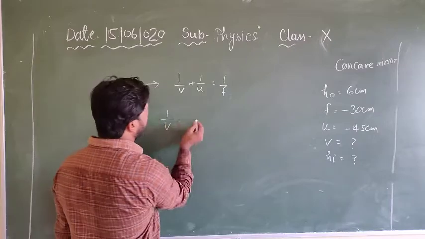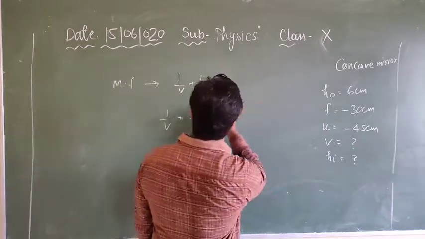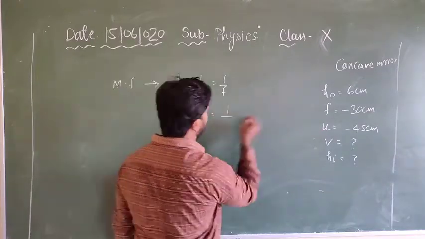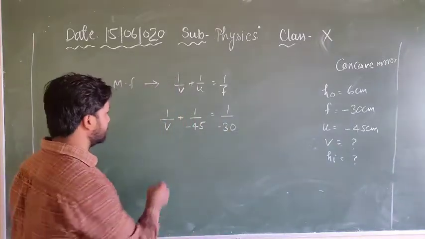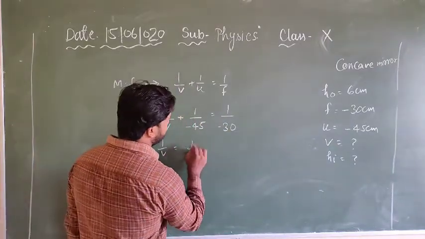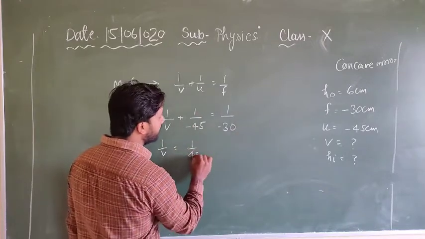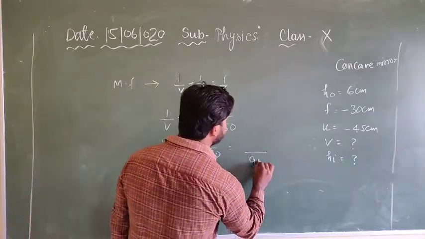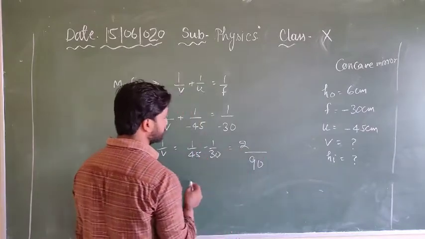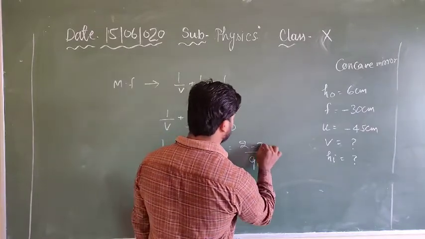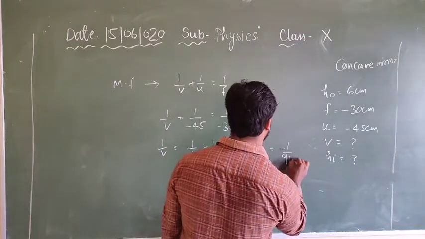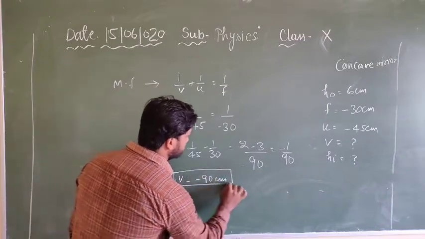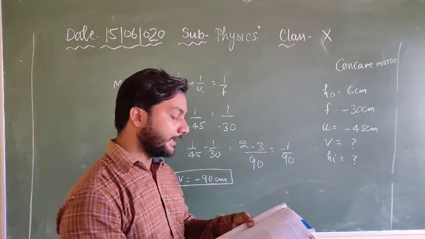1 by V, I don't know about the V, but the value of U has been given in the question, and this is minus 45. Now 1 by F, this is minus 30. Your solve here is negative, I will bring it to this side, what will it become? Positive. Any problem? Further we will solve. Take the LCM, 90 will come. V की value आ गई minus 90 centimeters.